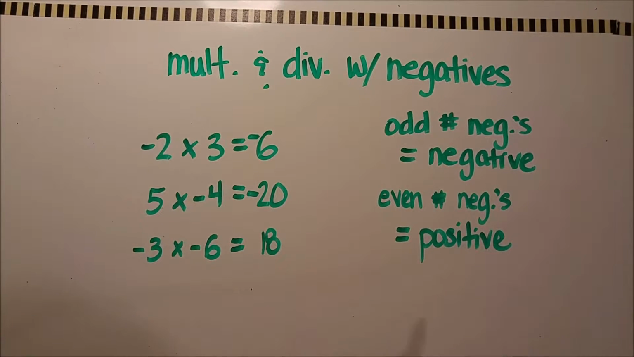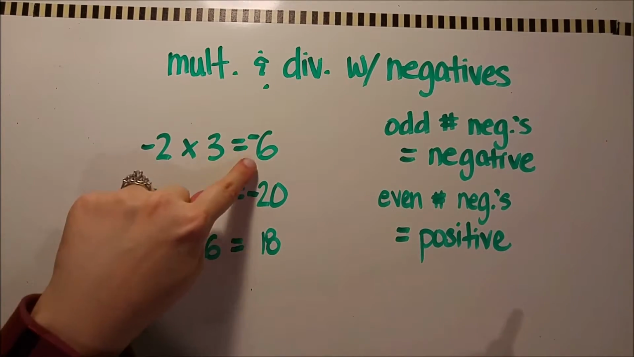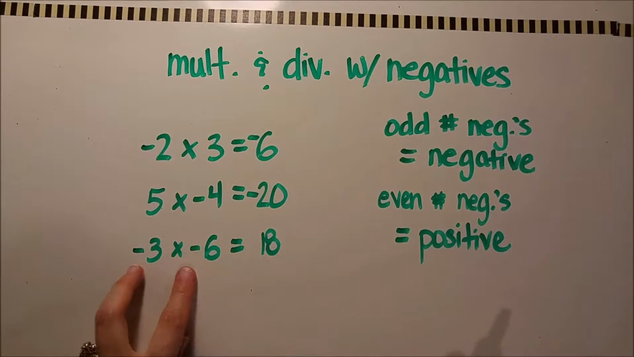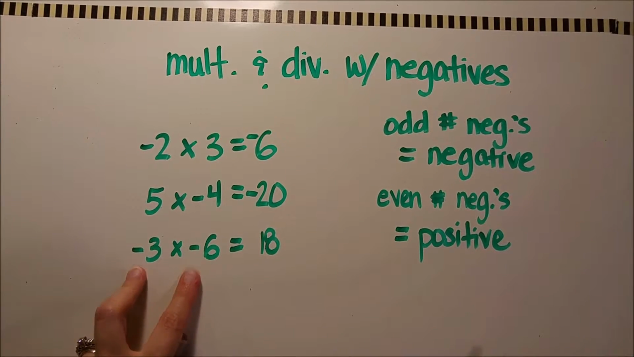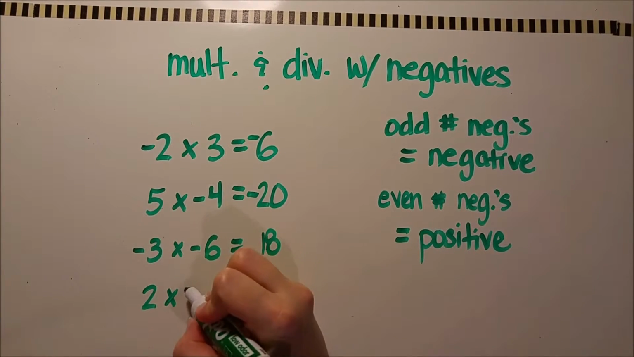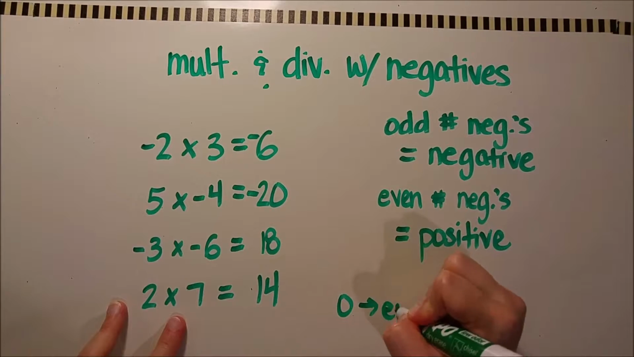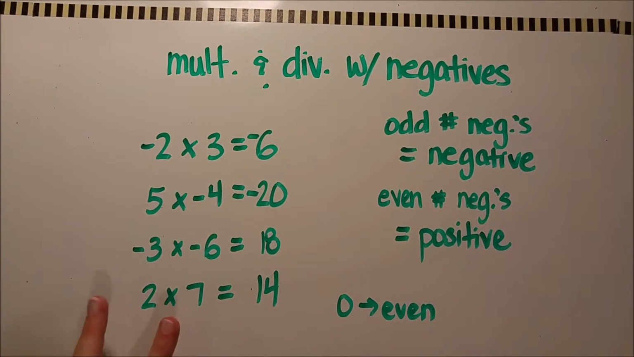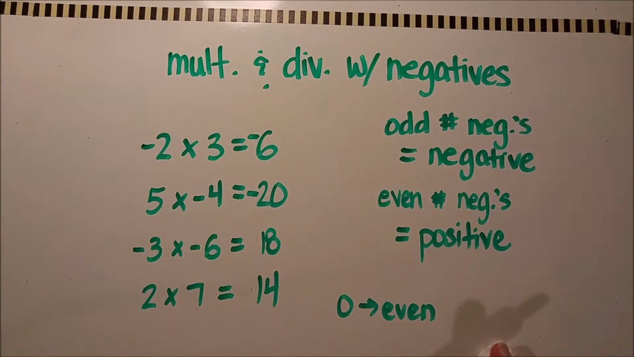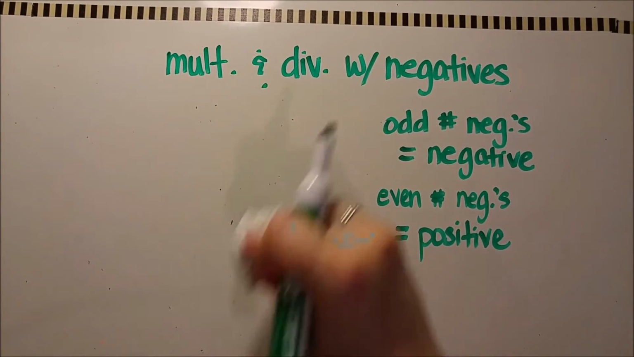Okay, so let's see. Odd number of negatives will give you the negative answer. Even number of negatives will give you a positive answer, even if there are no negatives, right? 2 times 7. 2 times 7 is 14. There are 0 negatives here. Remember, 0 is an even number, right? So positive answer. Okay, now this rule works the same way if we're doing dividing.